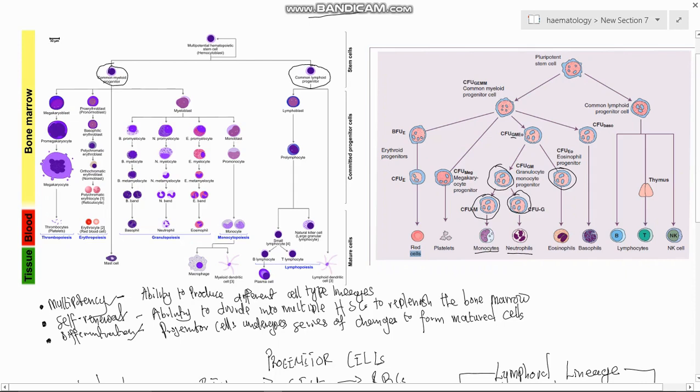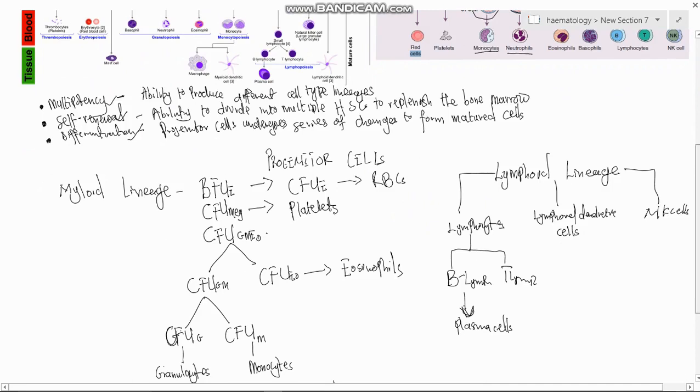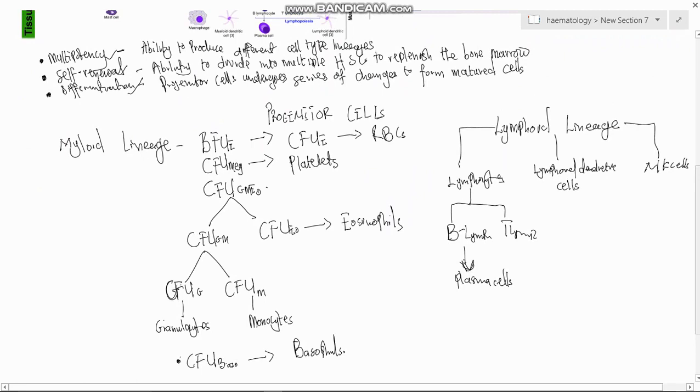Alright. So this is an outline form of what I just illustrated. When we take the progenitor cells, we take the myeloid lineage, we can see the BFUE forming the colony forming unit erythrocytes, then the RBCs. Then we have the colony forming unit megakaryocytes, which differentiate to form the platelets.